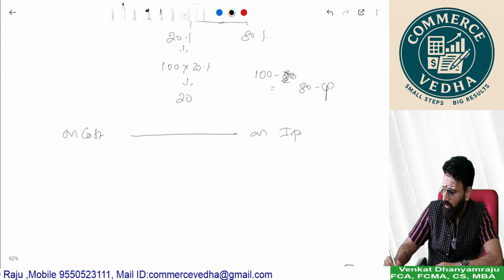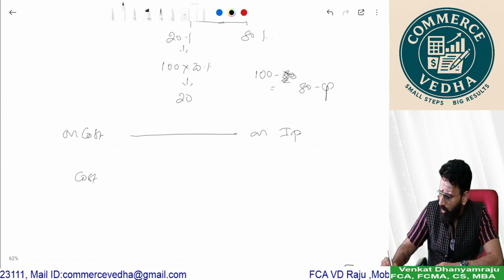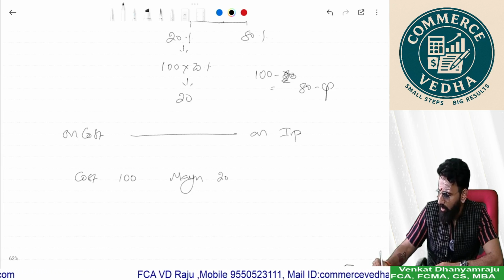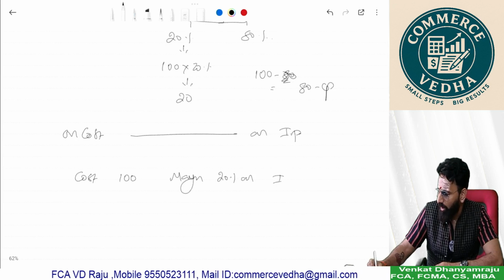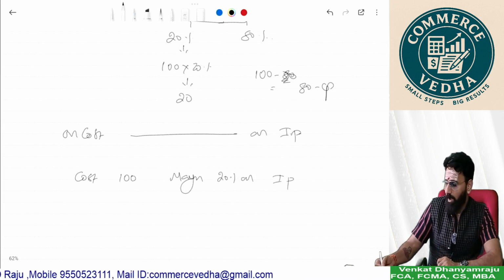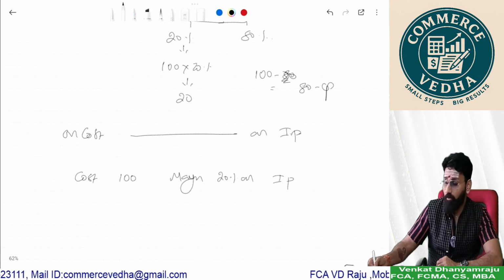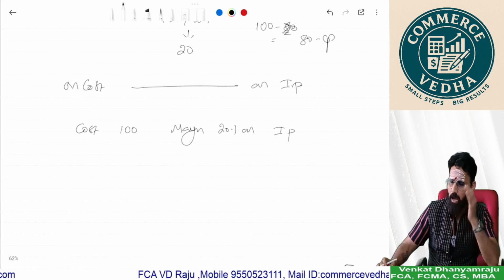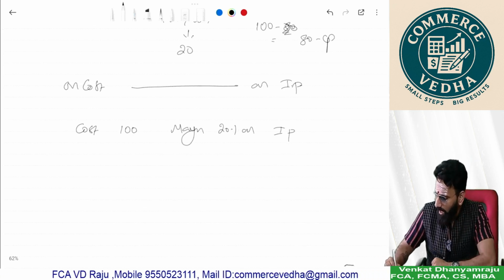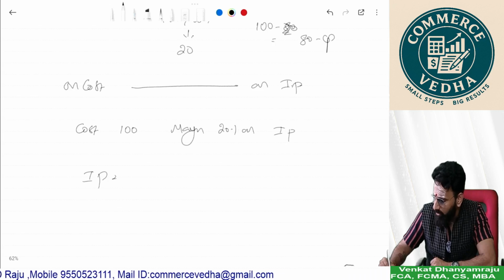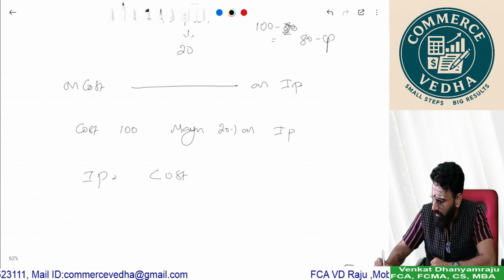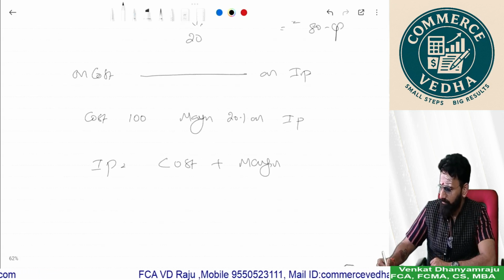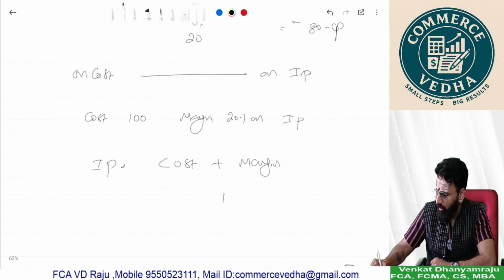It says cost 100, margin 20% on invoice price. Here margin is not on cost but on invoice price, but you don't know invoice price. How do you do this? You should apply a simple logic. Invoice price equal to cost plus margin. In this case, you don't know invoice price but you know cost.